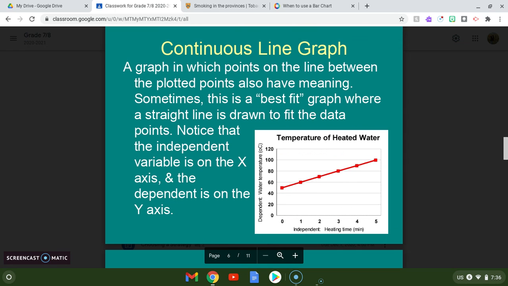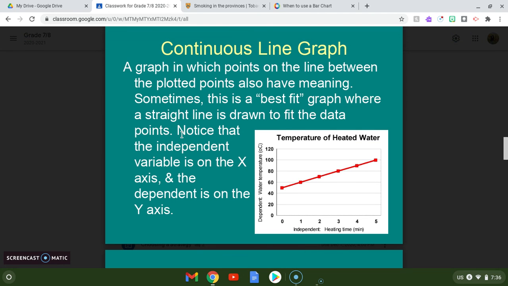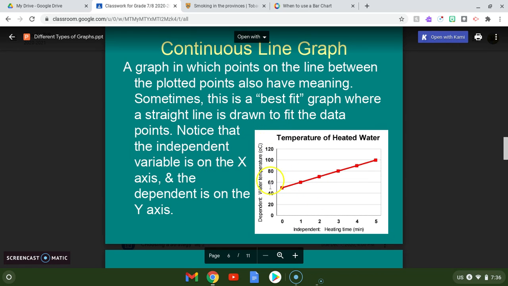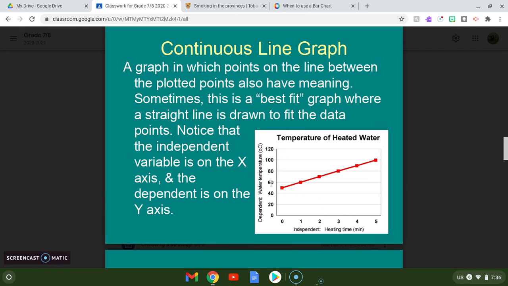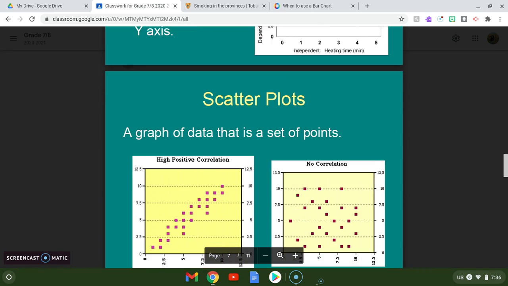You'll notice that the independent variable is on the x-axis, and an independent variable, reminder, that means that it does not change. And a dependent variable is on the y-axis, which is here, and that's the thing that will change all the time. Okay? So if we move on, we'll go more into independent and dependent variables later on in this unit.